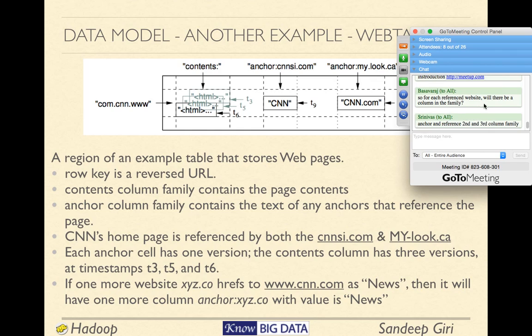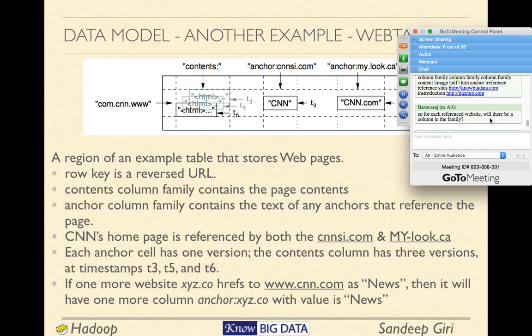So for each reference website, will there be one column family? No. So for each referenced website, meaning reference as in www.cnn.com, right? For each website, there will be multiple single column family. All of them will have anchor column family, and another column family would be contents. But under anchor, if there are a million URLs which are referring to cnn.com, there will be a million columns added. And for each new website which we discover, we will have to add one more column. Yeah, in that sense, you are correct.